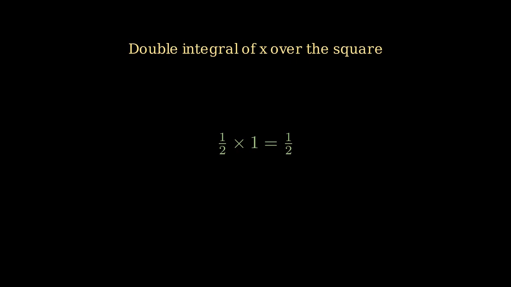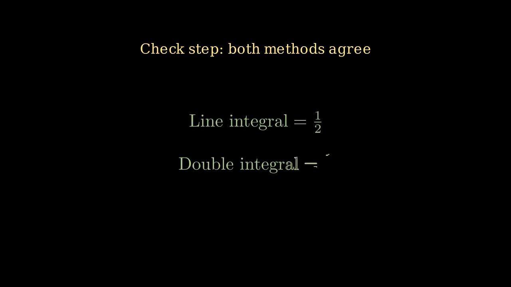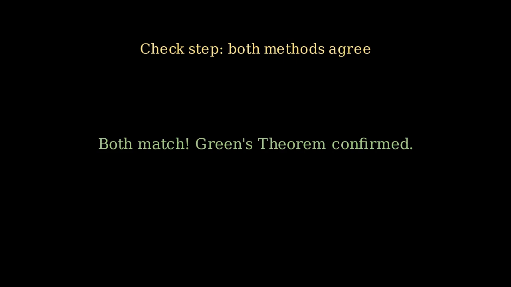Check step. Let's confirm both methods agree. The line integral around the boundary gave us 1/2. The double integral over the region also gave us 1/2. Both values match exactly, which confirms Green's theorem works correctly for this example.